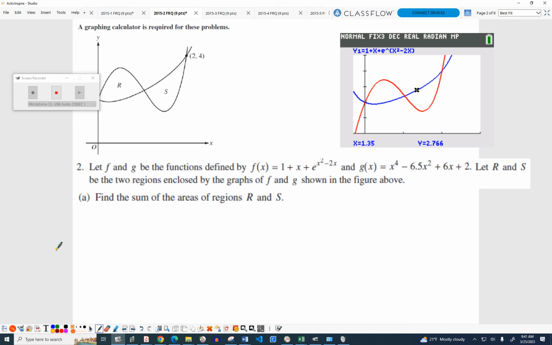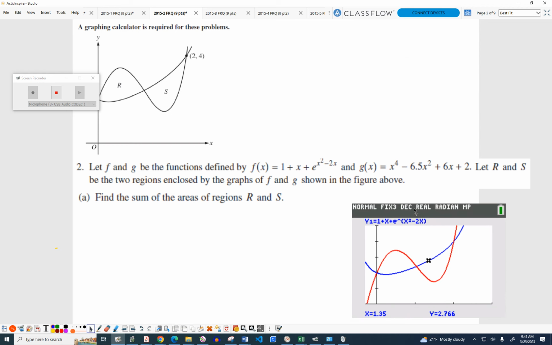So we've got F and G, the regions defined by those formulas. We can use our calculator. I would have grabbed my calculator and graphed what they gave me right away. We're supposed to find the sum of the areas, so we're supposed to find each area.